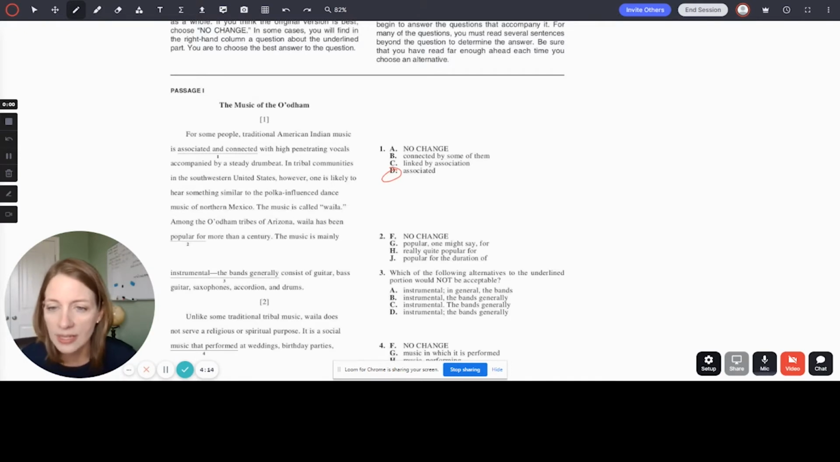In tribal communities in the southwestern United States, however, one is likely to hear something similar to the polka-influenced dance music of northern Mexico. The music is called Wali. I'm just going to make up a word there. Among the O tribes of Arizona, Wali has been popular for more than a century.